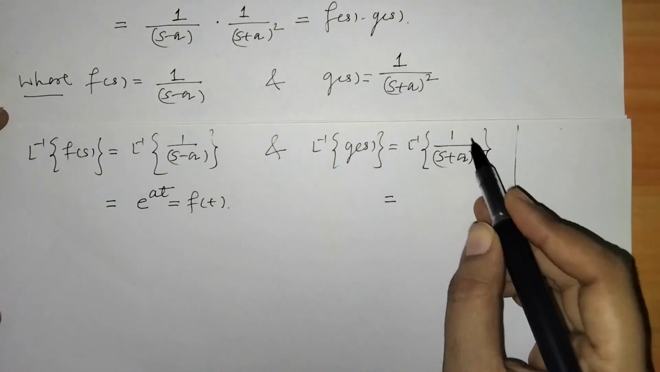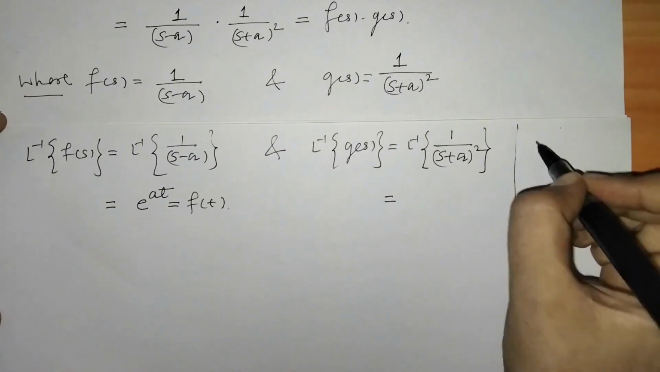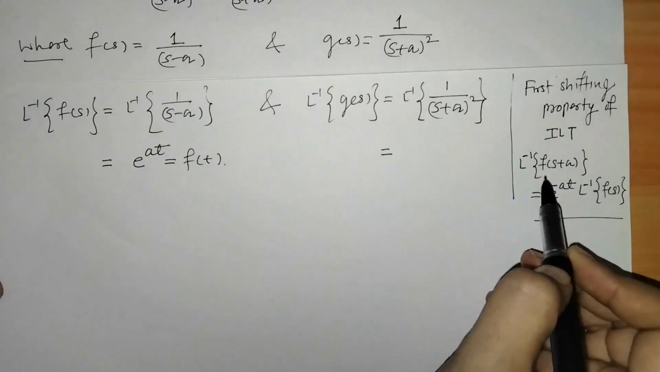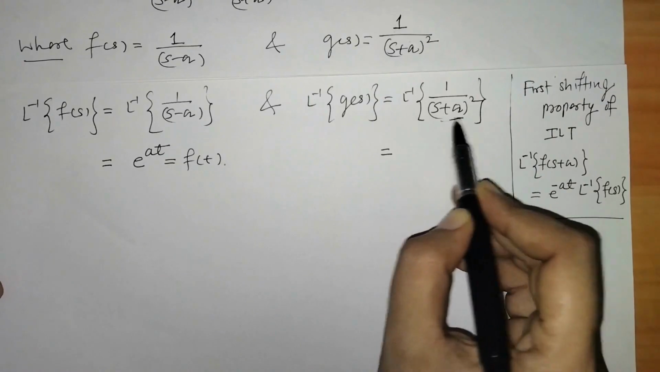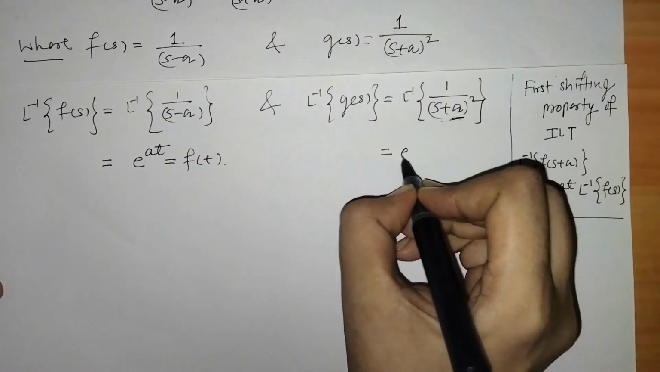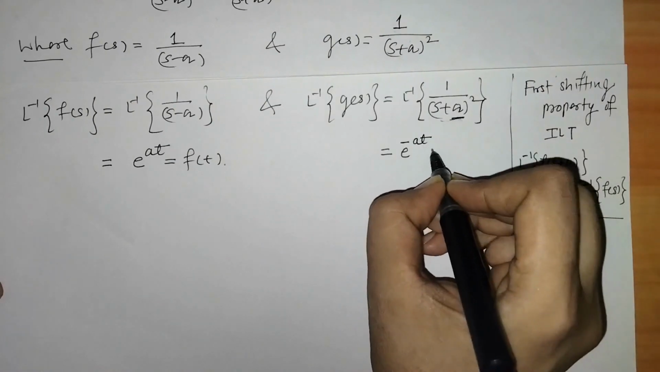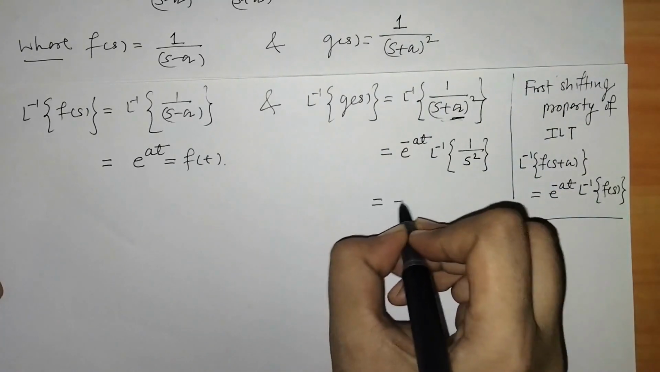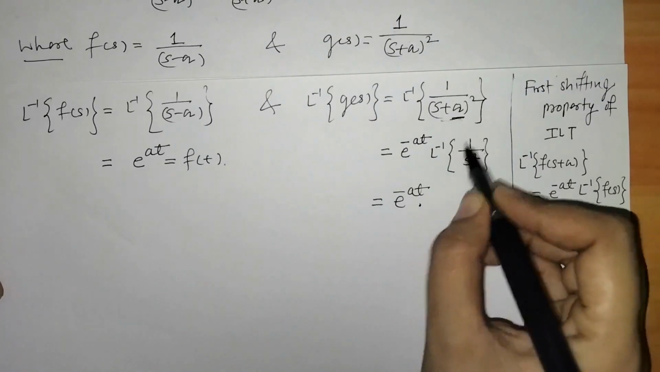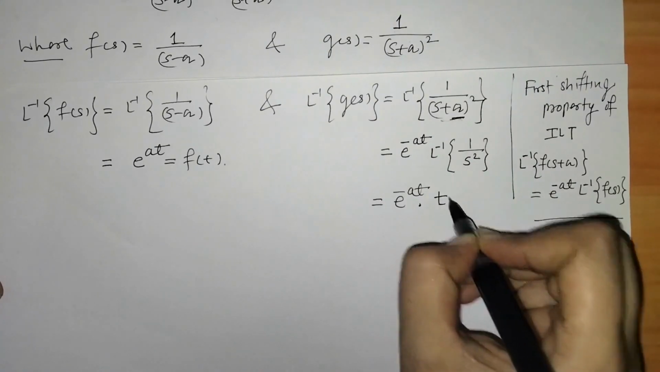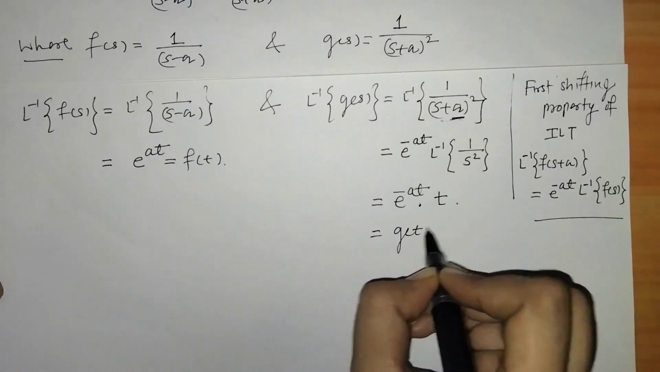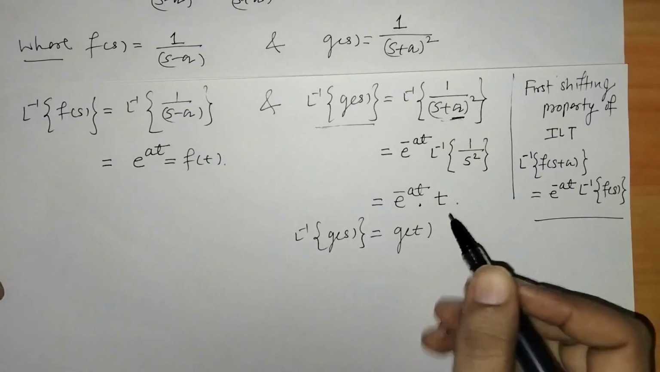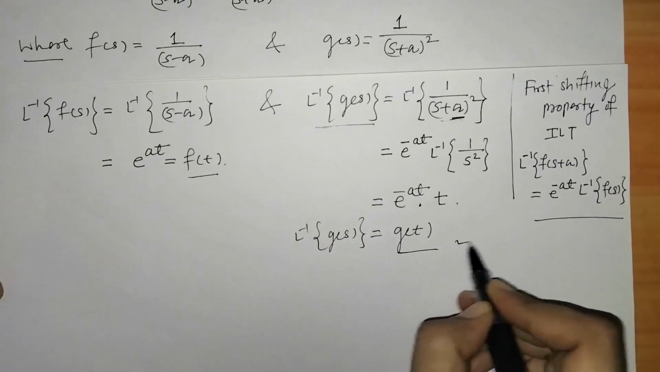Now we know that we have to find this inverse by using the first shifting property of the inverse Laplace transform. For applying this property, here we have this a, so we have to take this a outside. So we write e raised to minus at and L inverse of 1 upon s squared, right? So this is e raised to minus at as it is, and we know that L inverse of 1 upon s squared is t, right? So we got this as function g(t), the L inverse of G(s). So we have found f(t) and g(t), right?